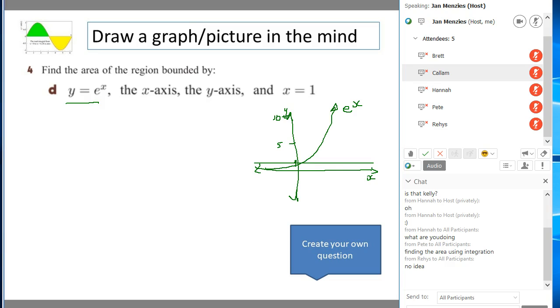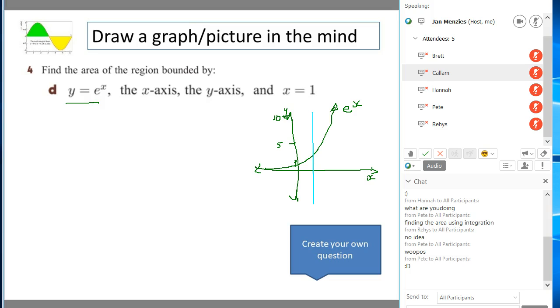Can you mark on this graph the area that's being referred to? I've got it wrong, I've done y equals 1. Let's try that again. Can you shade in the area that is being referred to? Excellent. Now, on your own piece of paper, can you write an integral expression for that area?